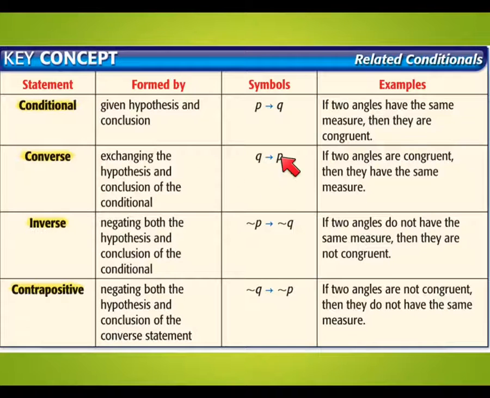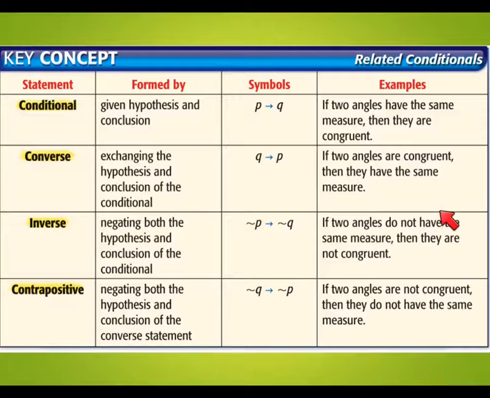The if becomes the then, and the then becomes the if. So we have the conditional, the if-then statement. The converse, you exchange the hypothesis and conclusion. The inverse is you negate both the original hypothesis and the original conclusion. So instead of saying if two angles have the same measure, then they're congruent, you say if two angles do not have the same measure, then they are not congruent. The inverse negates both the original hypothesis and the original conclusion. Okay, so again, using this example: if two angles have the same measure, then they're congruent.